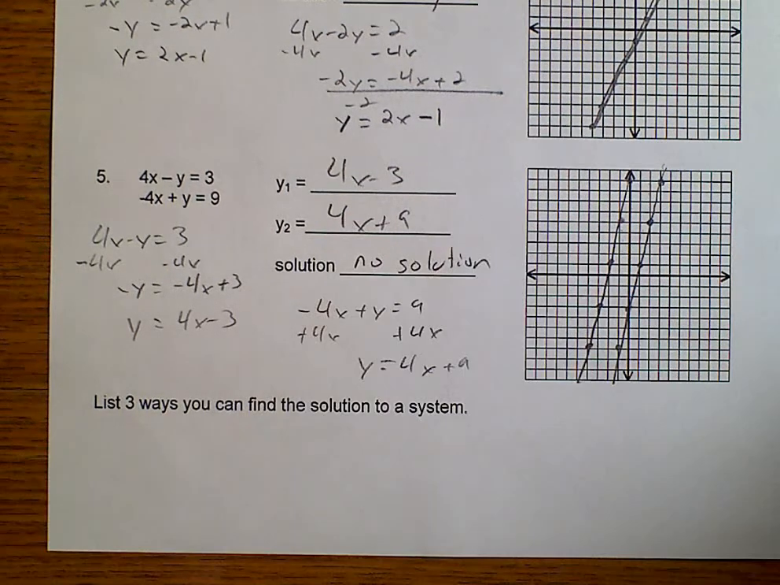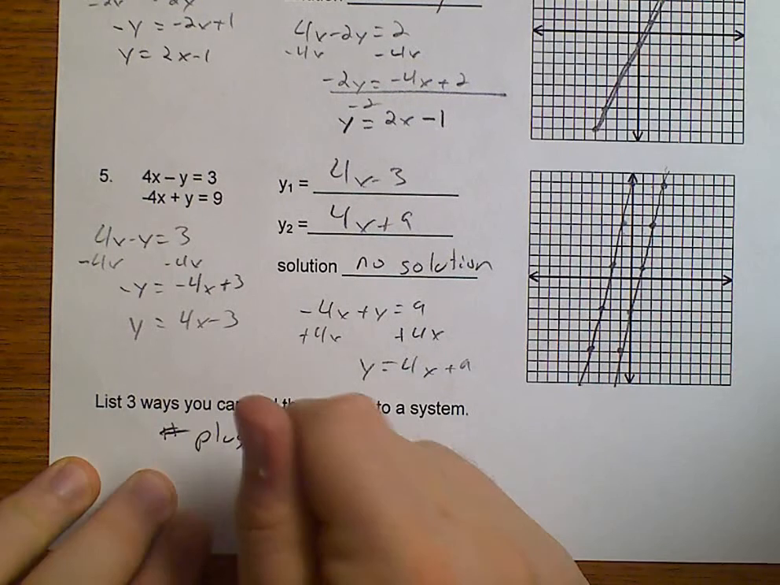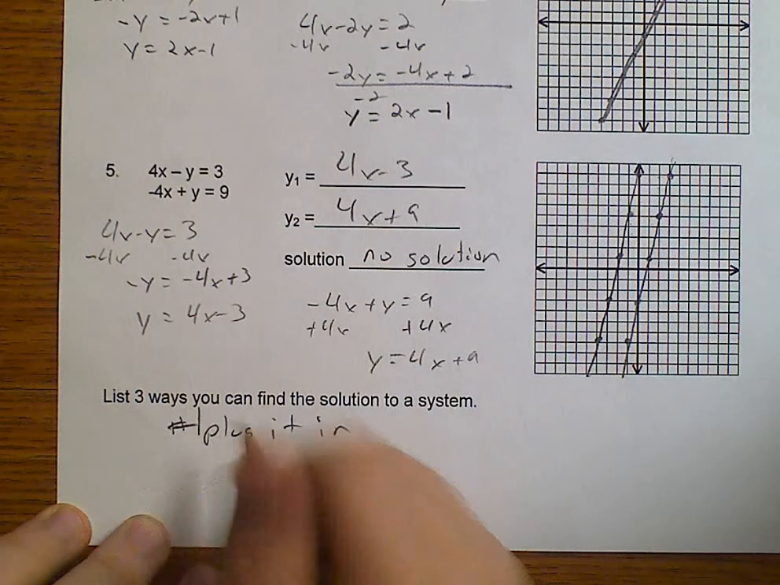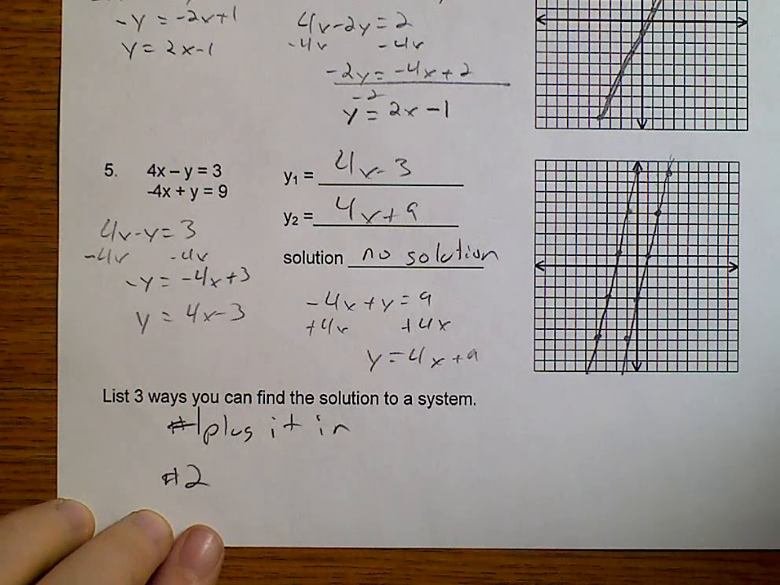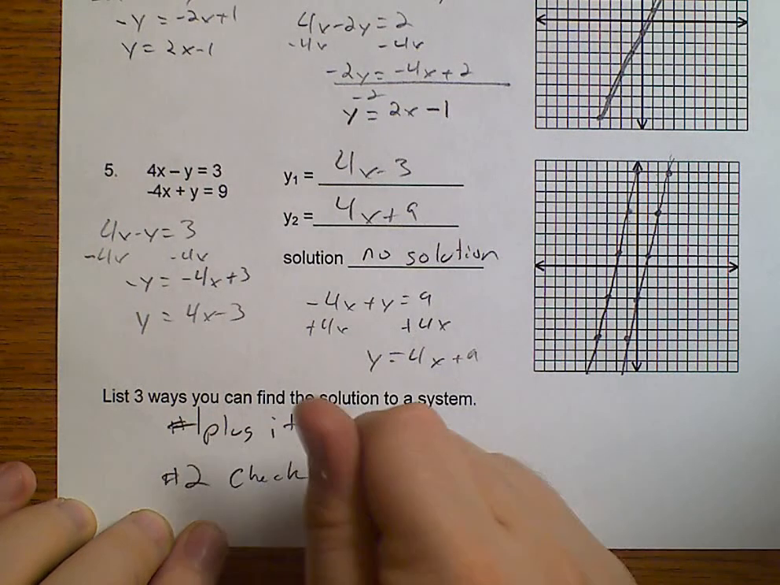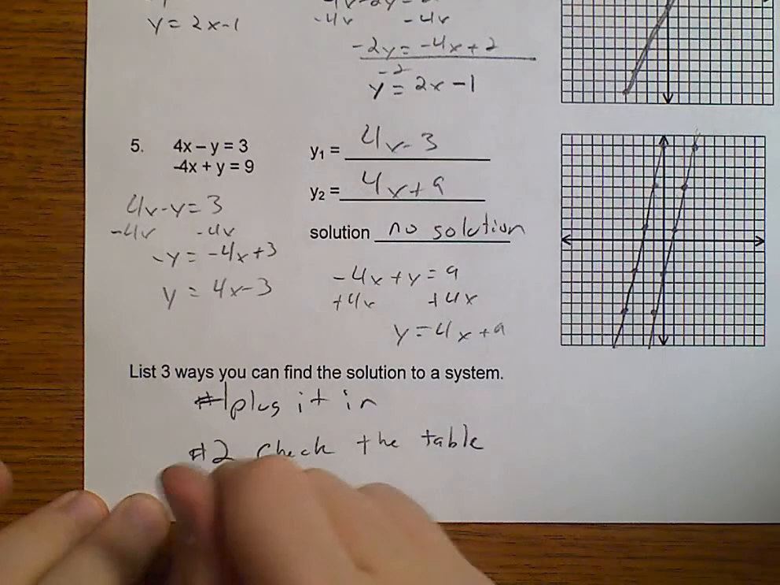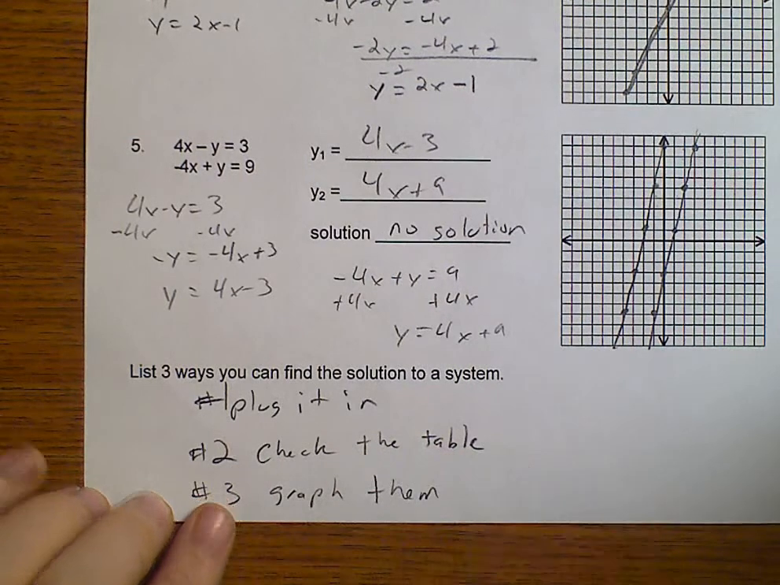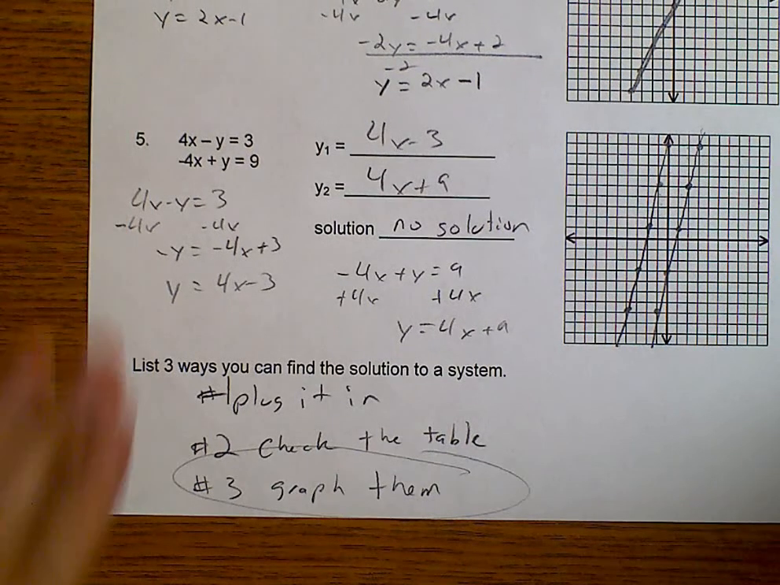So there are 3 ways we can find the solution to a system. The first way, plug it in. The second way is we can check the table. And number 3 is that we can graph them. This is the method that I prefer you use, to go ahead and graph them.